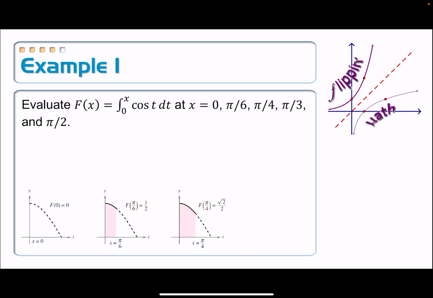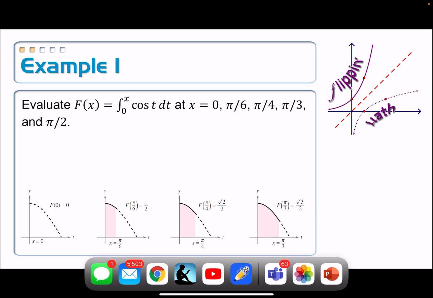Those numbers look sort of familiar. And let's do another couple. From 0 to pi over 3 for the upper limit underneath the cosine function, we get root 3 over 2. Look at those numbers: 1/2, root 2 over 2, root 3 over 2. Here, let's maybe graph these things.